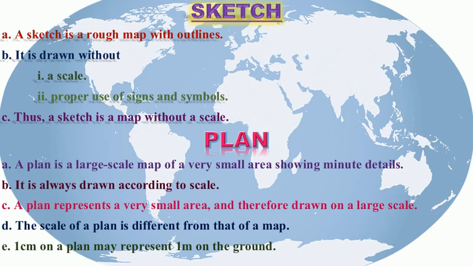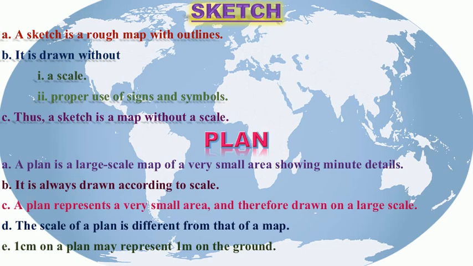We have already studied that a map represents a large area, so it is drawn on a small scale, where 1 centimeter on a map may represent 100 kilometers on the ground, isn't it? But a plan represents a very small area and is therefore drawn on a large scale. Here, 1 centimeter on a plan may represent just 1 meter on the ground.